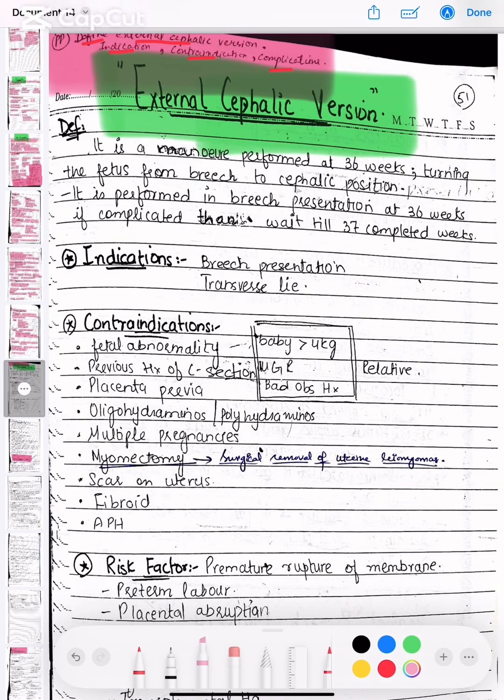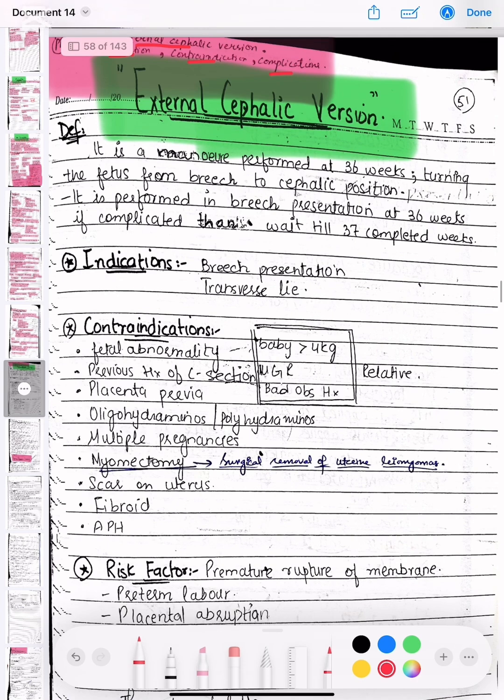Okay, now the topic: external cephalic version. So we have a scenario: define external cephalic version, and what are the indications, contraindications and complications of external cephalic version. The definition is that it is a maneuver performed at 36 weeks, turning the fetus from breech to cephalic position.